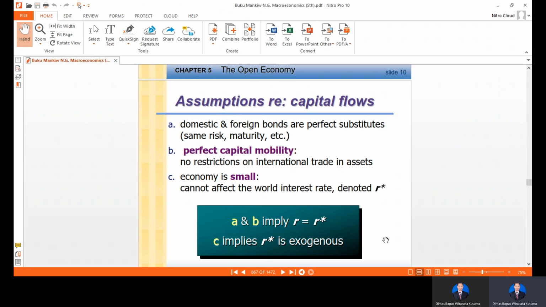And the third is that the economy is small. Small means the economy cannot affect the world interest rate, R star. A small open economy tends to follow the policy taken by the big open economy. So it implies that assumptions A and B make the domestic interest rate R equal to the world interest rate R star. And C implies that the world interest rate is exogenous, beyond the control of domestic institutions.